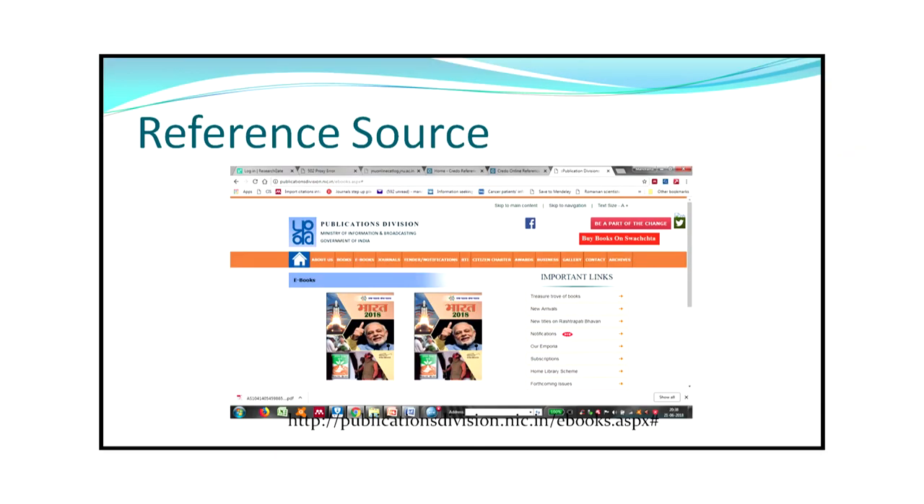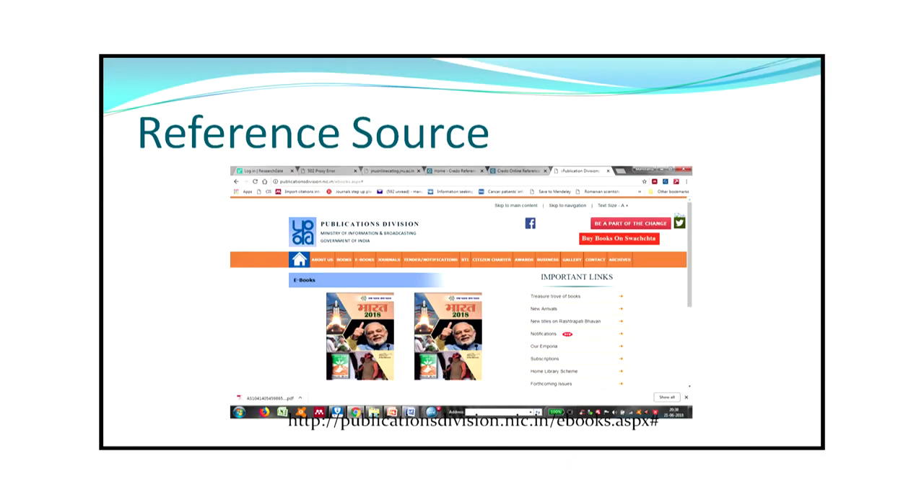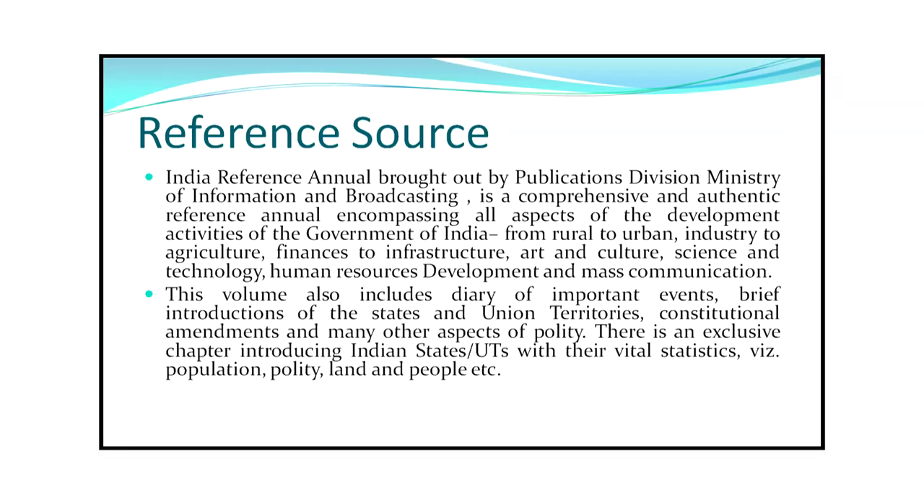In this screenshot, you can see on the screen, it provides information about India Reference Annual, which is an annual reference resource, and it is published by the Publications Division of the Ministry of Information and Broadcasting. It is also published in Hindi. You can see it on the screen, Bharat 2018. It is brought out by the Publications Division, Ministry of Information and Broadcasting. It is a comprehensive and authentic reference annual.